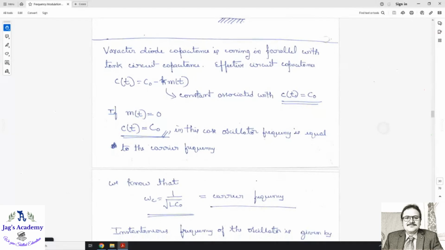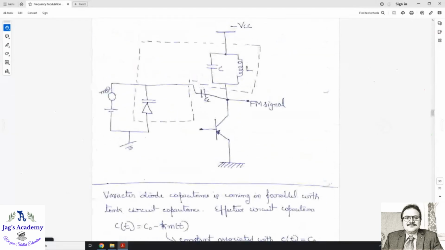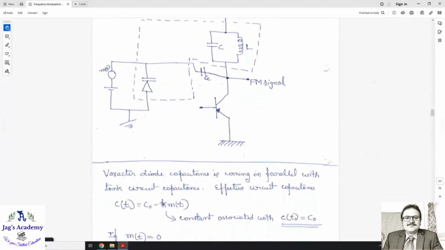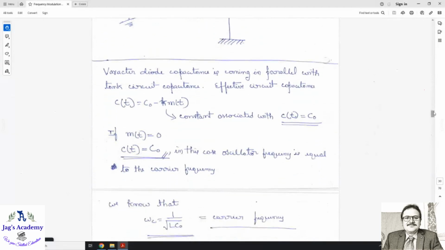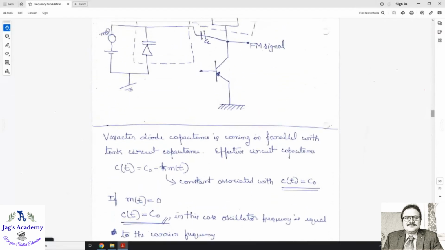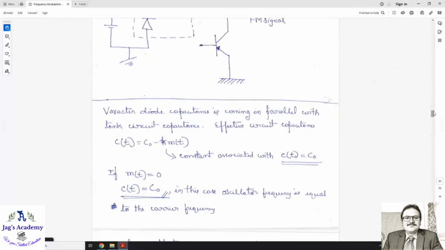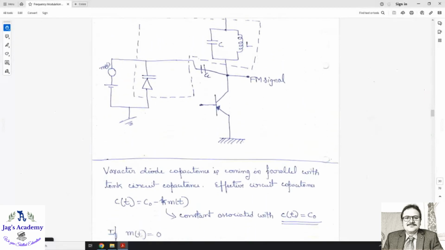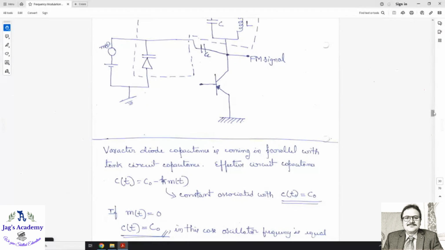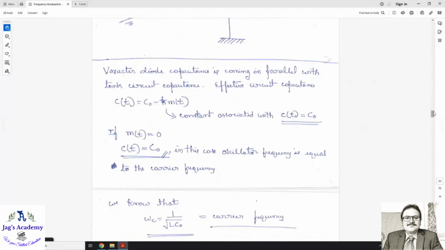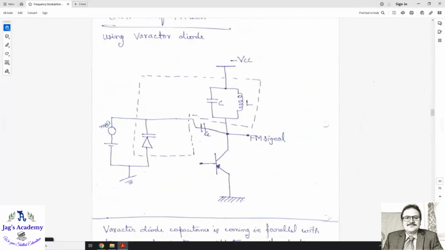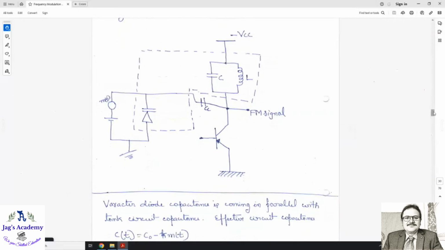Now in this circuit, you can see the varactor diode comes in parallel with the tank circuit. Now, the effective circuit capacitance: the capacitance of this is equal to C naught. The effective capacitance C of t is equal to C naught minus K into m of t. Because it is a reverse bias, we are putting minus here. You know that these capacitors are in parallel, and when capacitors are in parallel, you just add them. Yes or no? Right?